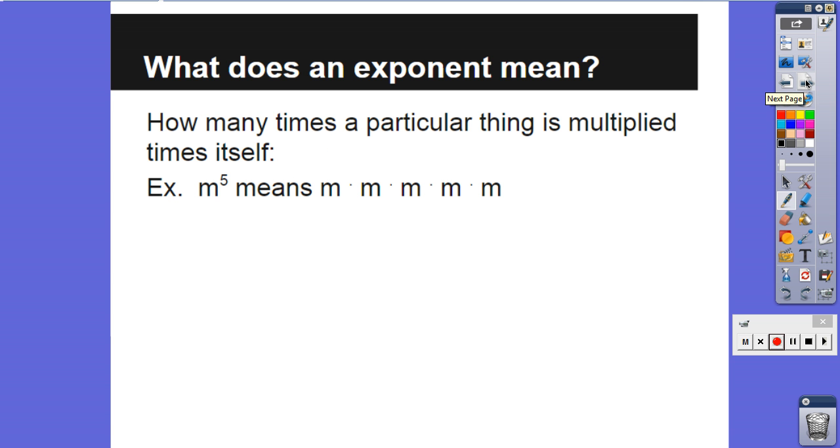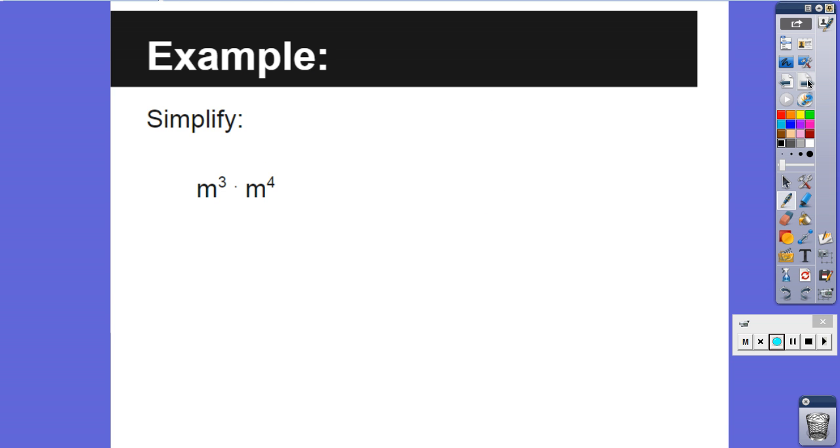And so just a quick review here of what an exponent means. Just a reminder that m to the fifth here means that I am multiplying m times itself 5 times. So it'll look like this over here: m times m times m times m times m. And so we're going to use that concept here to talk about what happens when I multiply something times another something that has the same exact base.